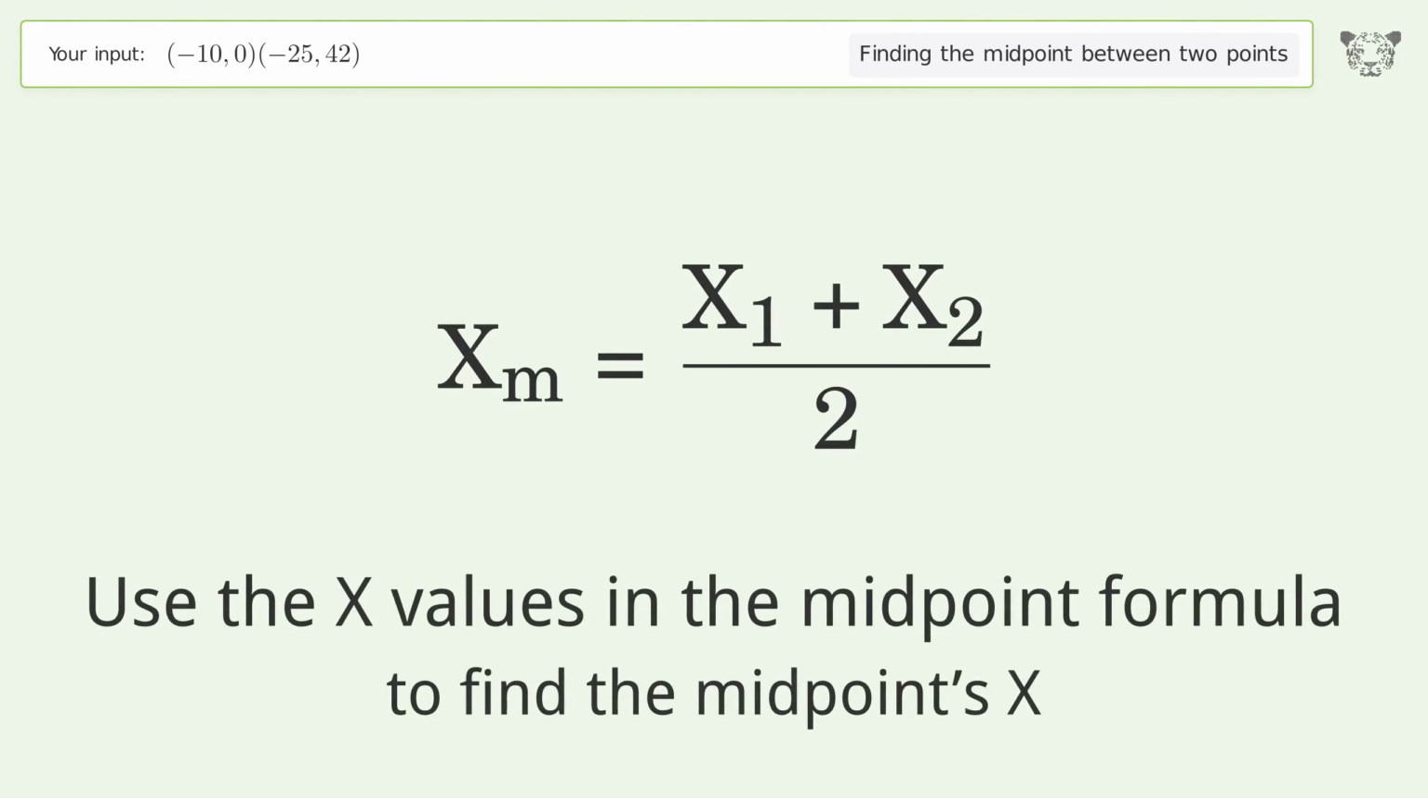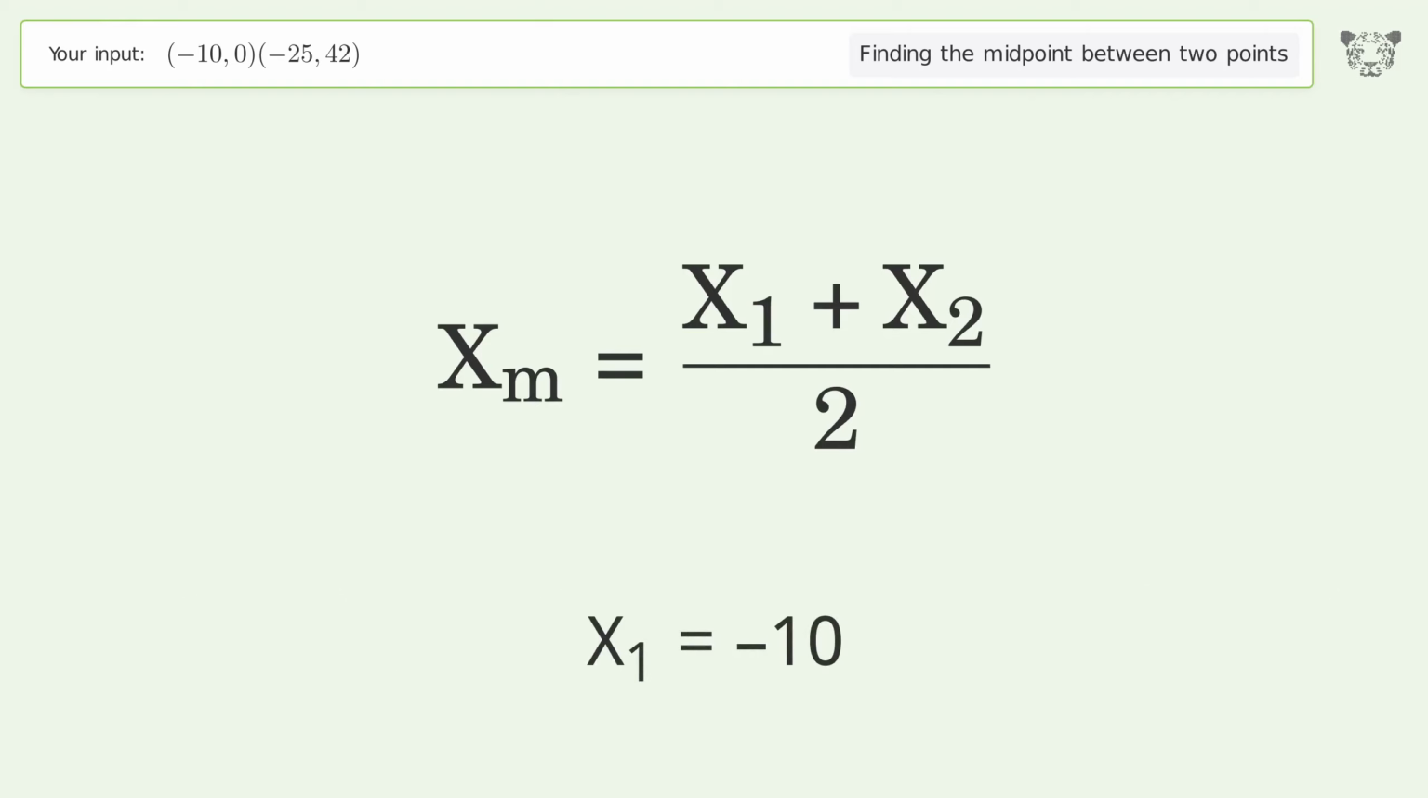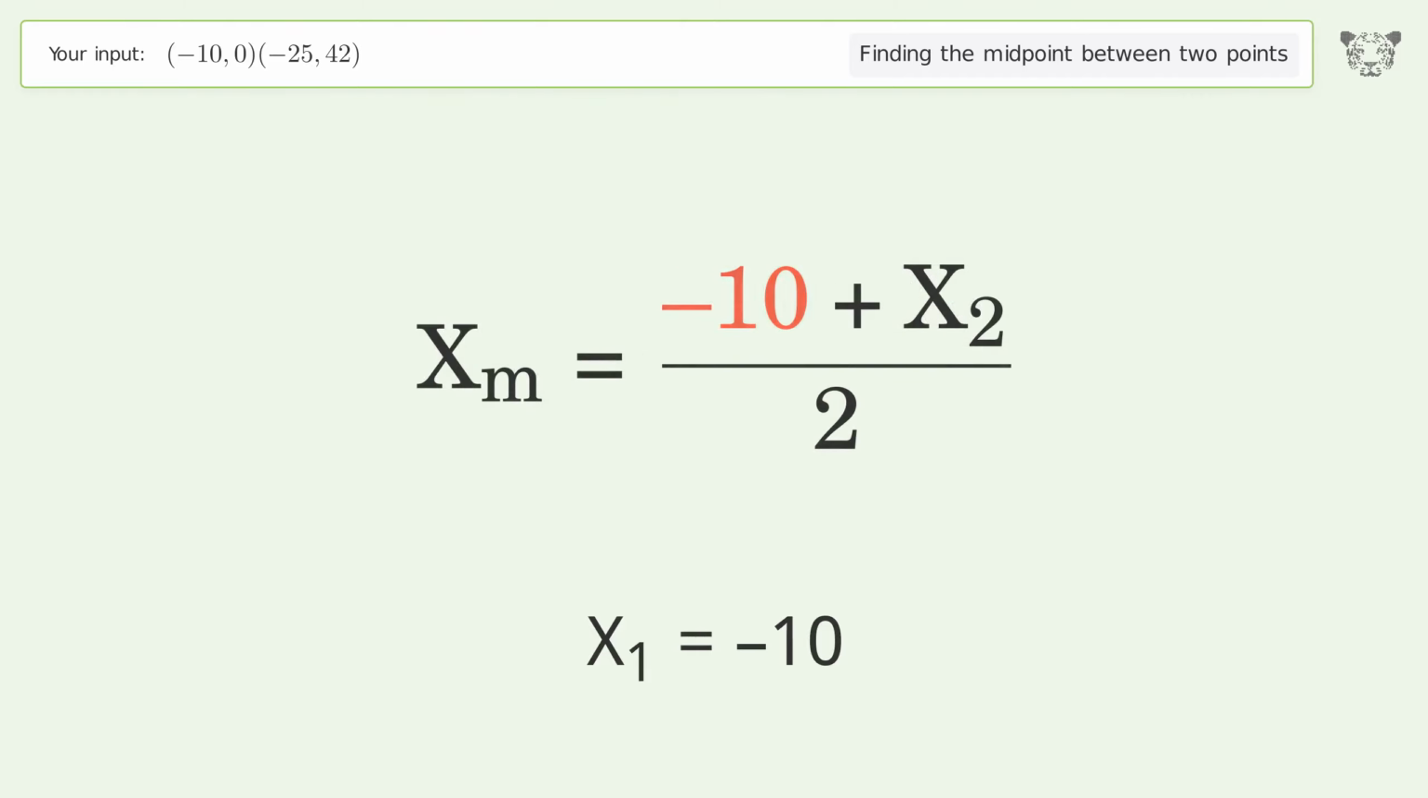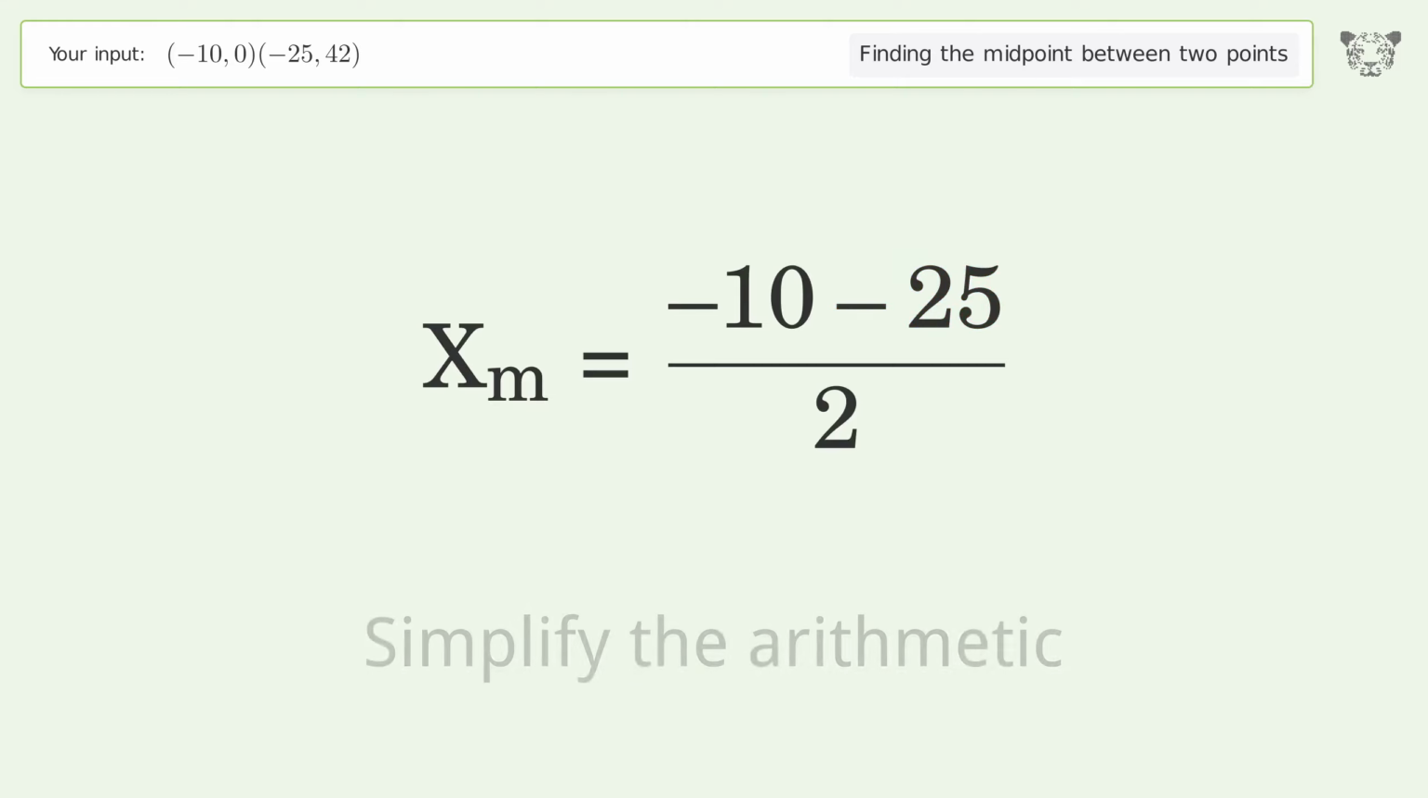Use the x values in the midpoint formula to find the midpoint's x. x1 equals -10. x2 equals -25. Simplify the arithmetic.